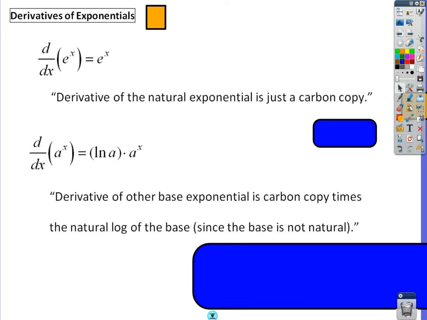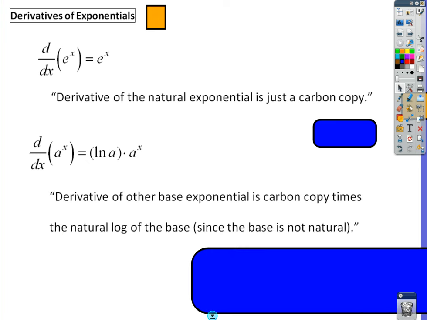So again, the derivative of the other base exponential is a carbon copy, times the natural log of that base, since the base is not natural. The reason why I bring this up is because, take a look, I could use the same rules here, right? The derivative of e to the x is equal to the natural log of e times e to the x.